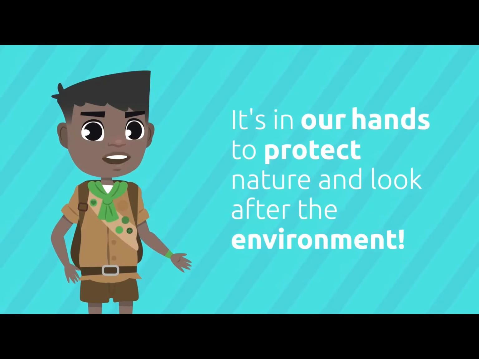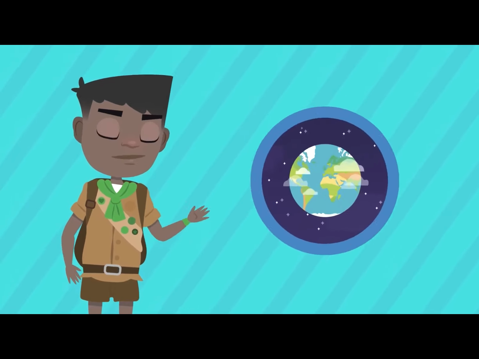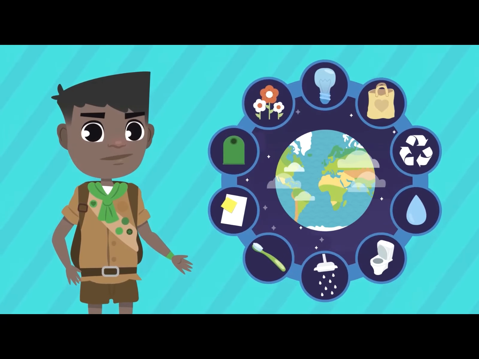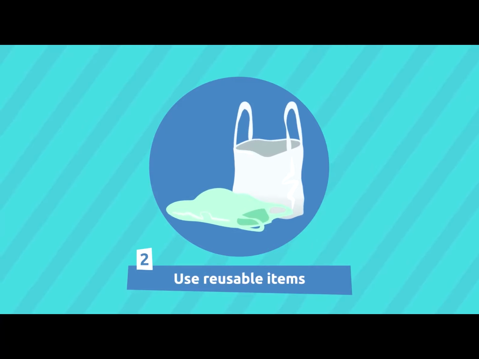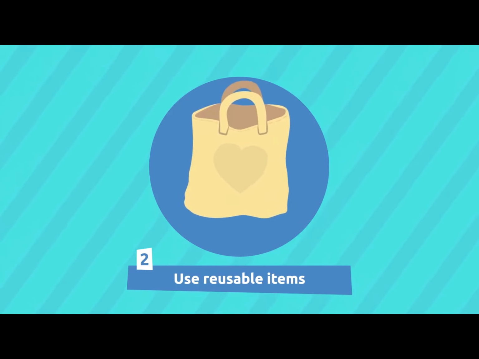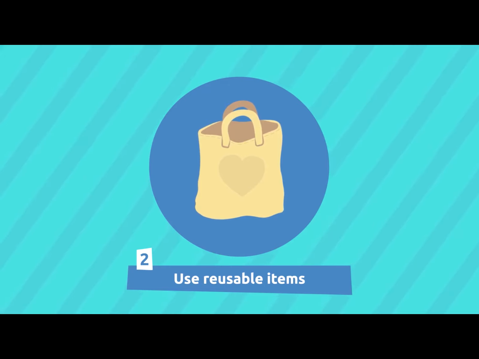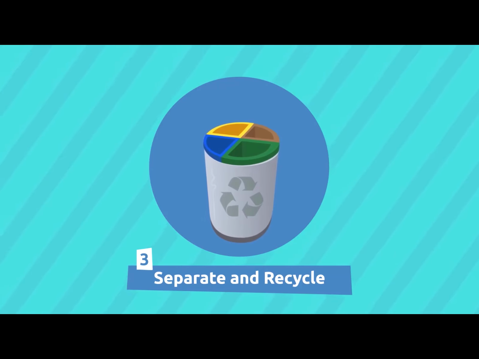Luckily, it's in our hands to protect nature and look after the environment. That's why I want to share with you these 10 easy ways to look after the environment. Let's take a look. Turn off the lights and the electronic devices you're not using to save energy. Replace plastic bags with reusable cloth bags. It takes plastic bags years to decompose, and making them is a very contaminating process. Separate and recycle the different types of waste: organic, inorganic, containers, glass, or paper and cardboard.